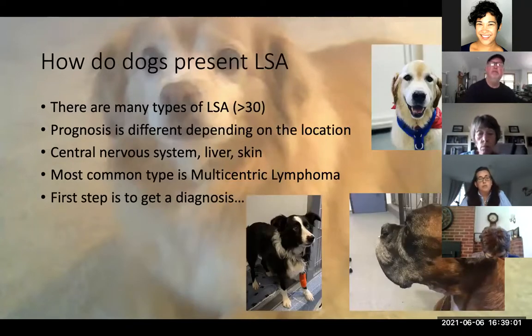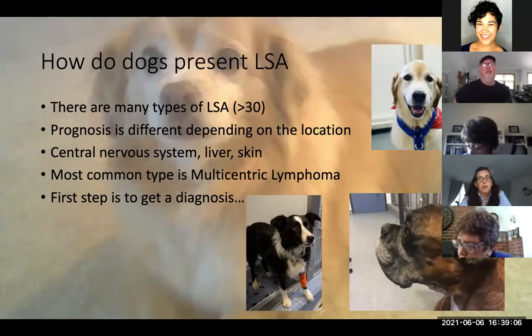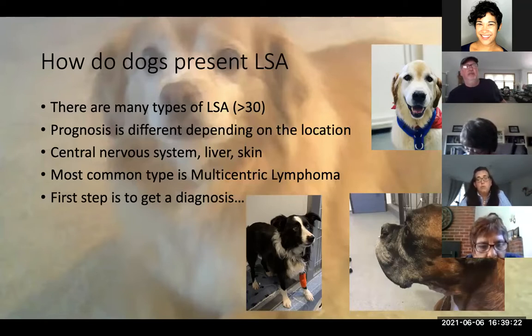So as I mentioned, there's a lot of different types of lymphoma, and the prognosis is really dependent on the location of that lymphoma. So we mentioned it could be in the stomach or in the intestine, but it also can be at the central nervous system. It could be primarily just in the liver, and we've also mentioned the skin. But the most common one we do see is that multicentric lymphoma. And like I said, that's the one that presents with the enlarged lymph node under the ear, and also at the base of the jaw, and then in front of the shoulder.